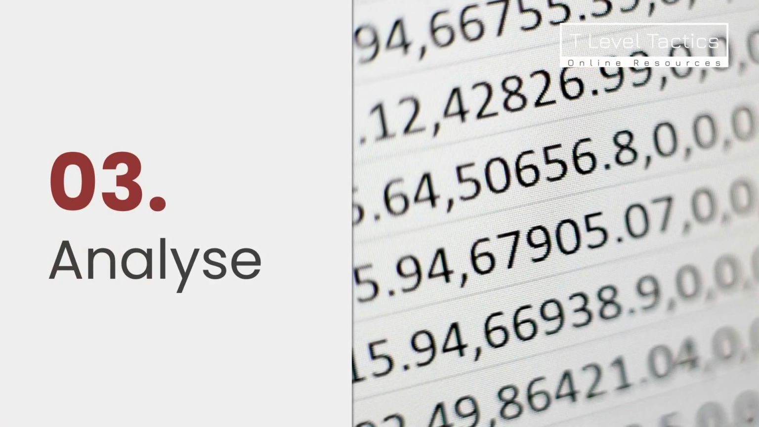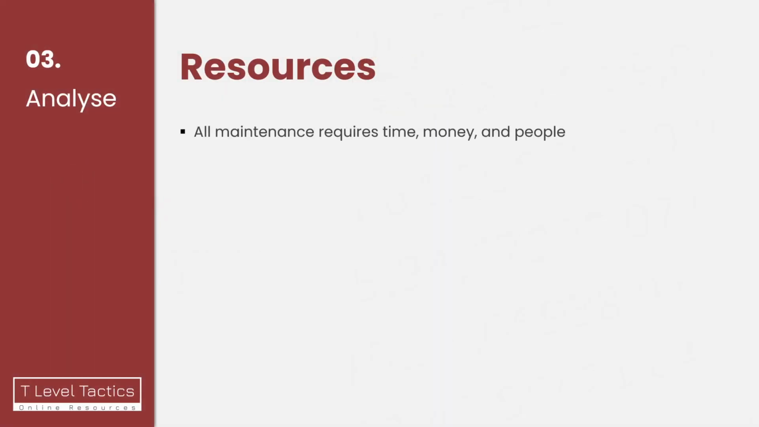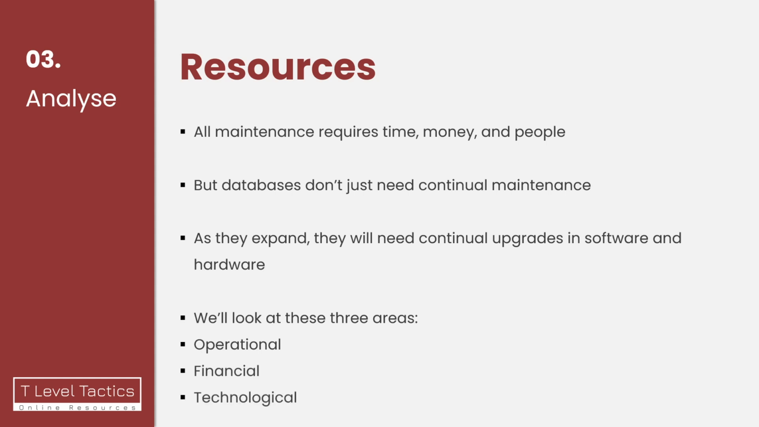Let's take a look at some different resources. All maintenance requires time, money, and people. But databases don't just need continual maintenance. As they expand, they're going to need continual upgrades, both in software and hardware. We're going to take a look at 3 areas: operational resources, financial resources, and technological resources.